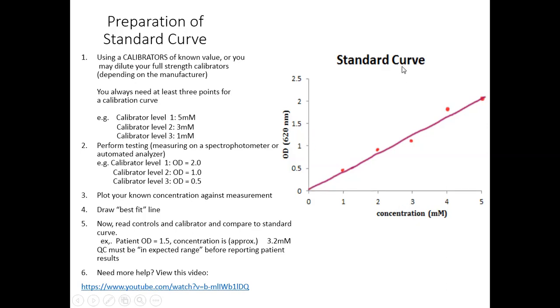I don't know this, so I can't draw the line up, right? But I have this standard curve I created that said when I have an optical density of 1, I have 3 millimoles of solution. And when I have an optical density of 2, I have 5. And when I have an optical density of 0.5, I have 1 millimole. So in this case, I know the one thing I do know.